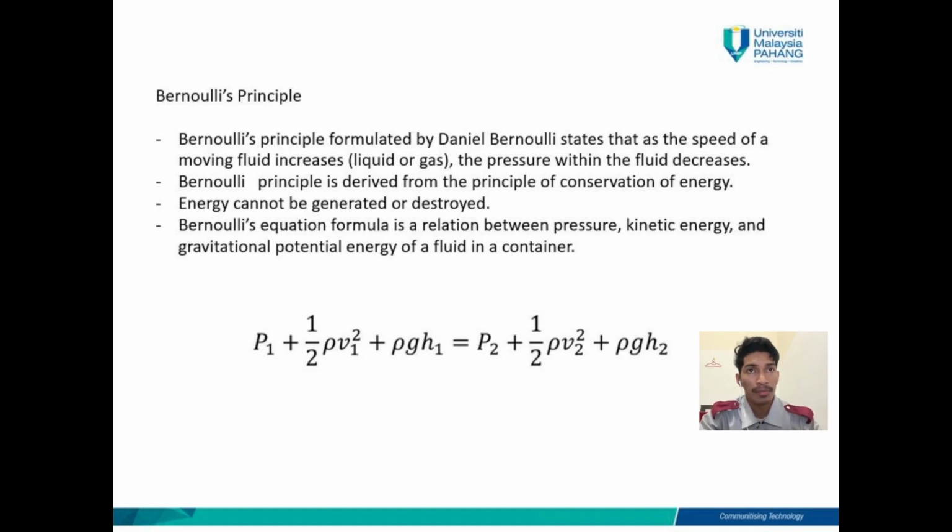This is the Bernoulli equation, where P1 plus half rho V1 squared plus rho g h1 equals P2 plus half rho V2 squared plus rho g h2.